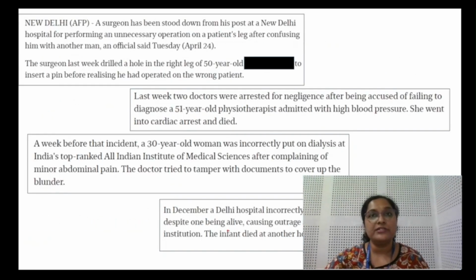Now, errors during procedures and surgeries are not at all an uncommon occurrence. Among several, I found a 2018 news write-up describing how a surgeon opened up the wrong patient's leg for an orthopedic surgery in New Delhi. And in the same article, it was highlighted how some doctors missed diagnosing hypertension in a patient who suffered a cardiac arrest subsequently and died, how a patient received dialysis wrongfully in one of India's premier institutes, and how premature twins were declared dead although one was still alive.